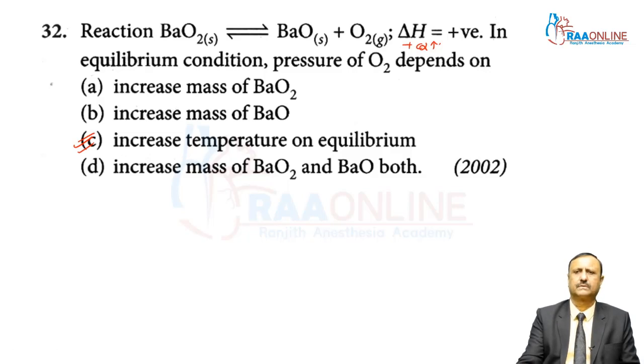Why? Because here delta H positive means minus Q is present, which means the reaction is endothermic. And when the reaction is endothermic, my dear students, temperature is required, and when temperature is given, you can get more oxygen, then pressure also increases.